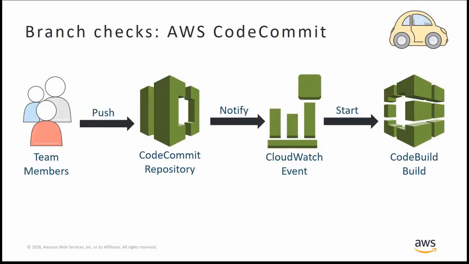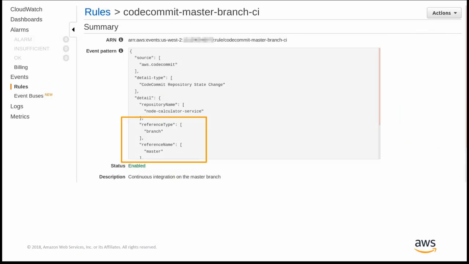So let's look at how you would implement that on CodeCommit. So CodeCommit also emits CloudWatch events. So we're going to take advantage of that to kick off a build anytime someone pushes to the CodeCommit repository. Here on the CloudWatch events console, I have a rule that specifically pays attention to CodeCommit pushes only to the master branch. So I've decided that that's the branch I want to keep healthy.